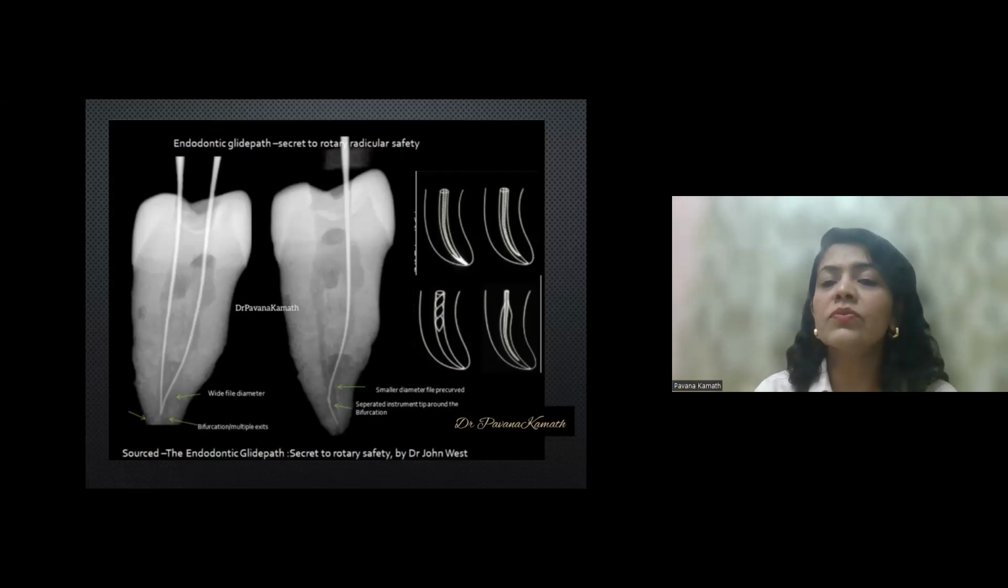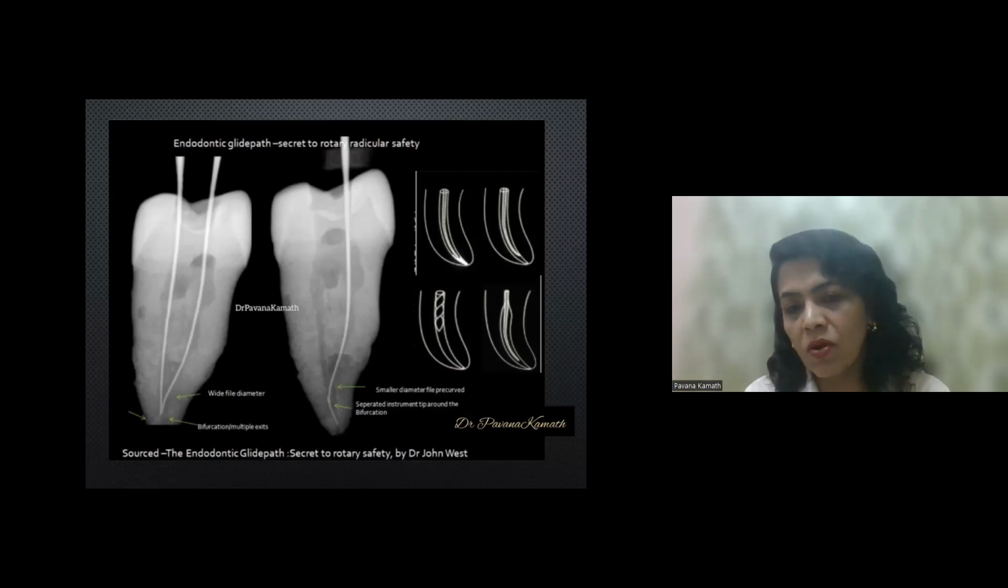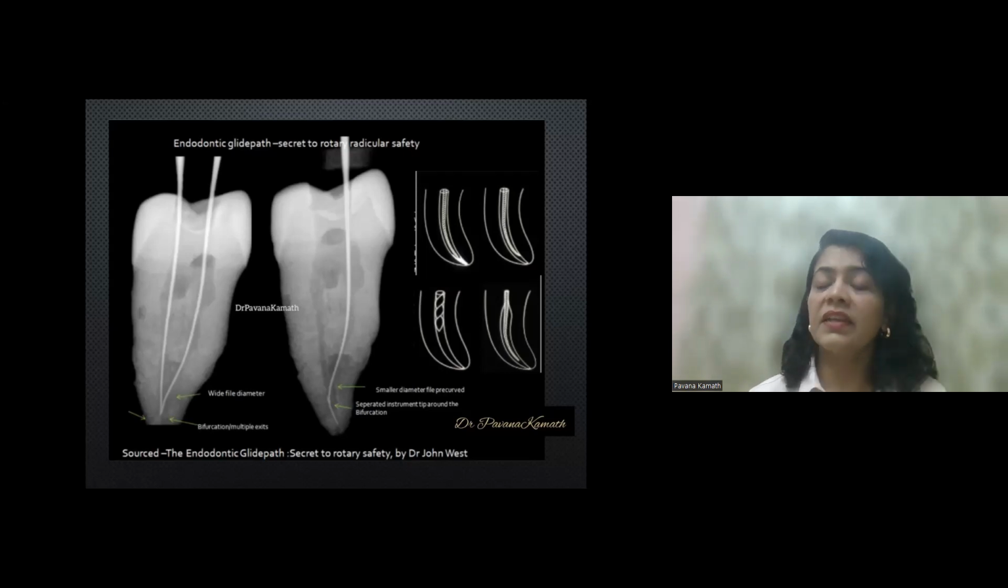Suppose you use an instrument which is larger than the apical diameter of the root canal system. It will feel like a block while it is not actually a block. And in such cases, you have to withdraw that file, irrigate with sodium hypochlorite and go back with a smaller file.